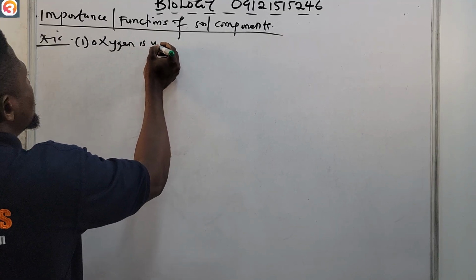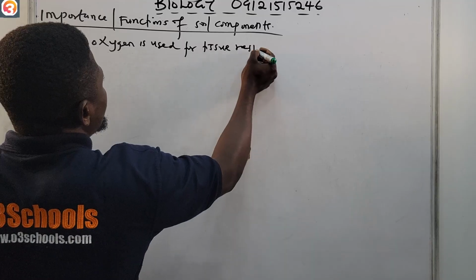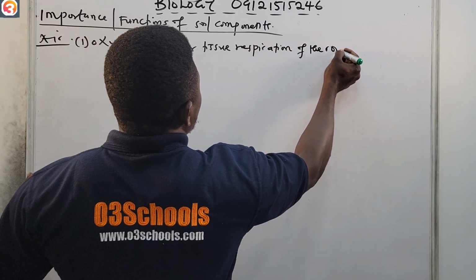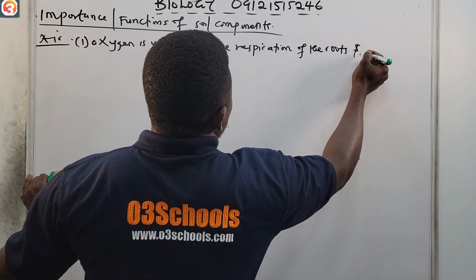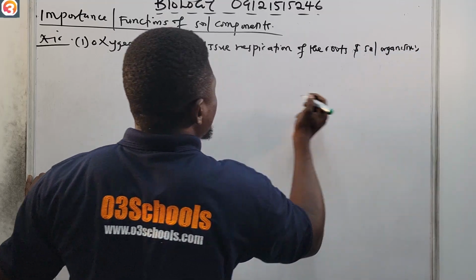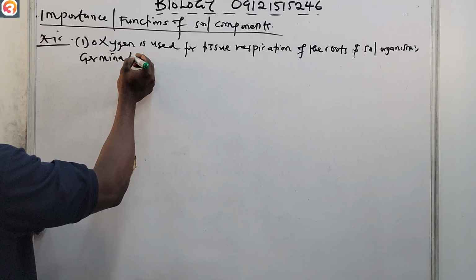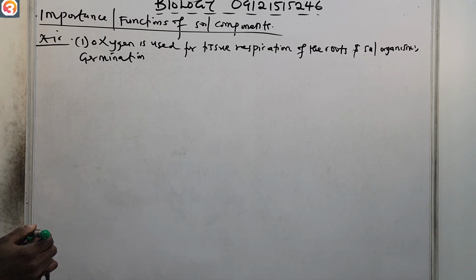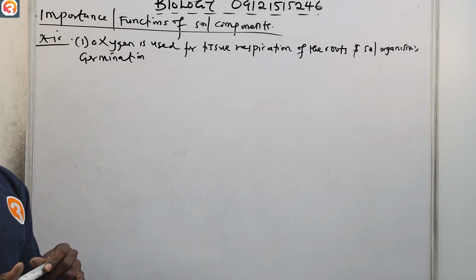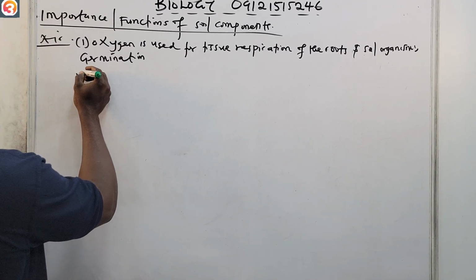Oxygen is used for tissue respiration of the roots and soil organisms. It is also useful for germination. So that is air. Number 2, CO2, carbon dioxide.